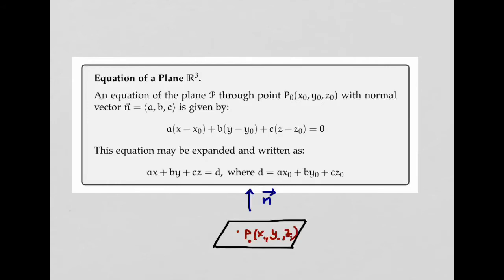An equation of the plane P through point P0 whose coordinates are x0, y0, z0 with normal vector n whose components are a, b, c is given by a times x minus x0 plus b times y minus y0 plus c times z minus z0 equals zero. Of course, this equation can be expanded, can be written as ax plus by plus cz equals d, where d is ax0 plus by0 plus cz0.